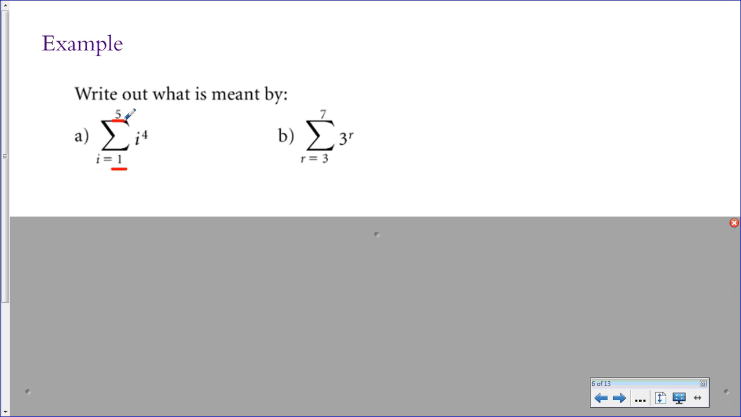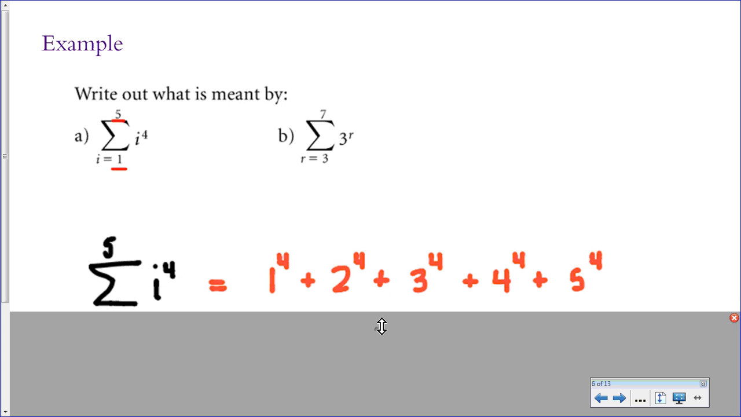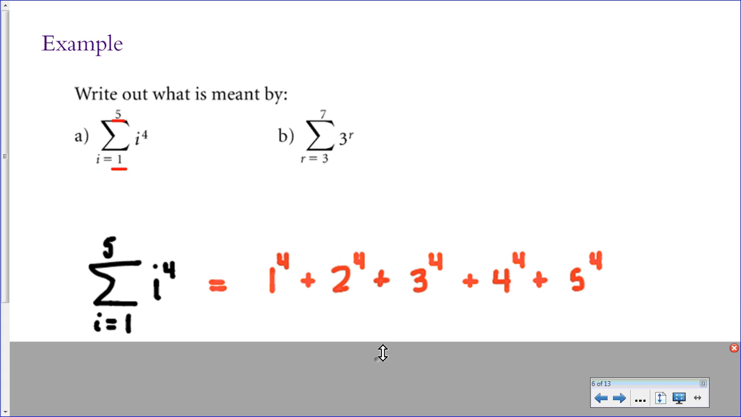So this means you're finding the sum of, that's the way we read sigma, the sum of the first 5 terms of this sequence, term 1, 2, 3, 4, and 5. So what that looks like written out for this sequence is to plug in 1, 2, 3, 4, and 5 wherever you see I. So here that's 1 to the 4th plus 2 to the 4th plus 3 to the 4th and so on. Notice the exponent is not changing because the exponent was 4 in the formula and should stay 4. It's the variable that changes.